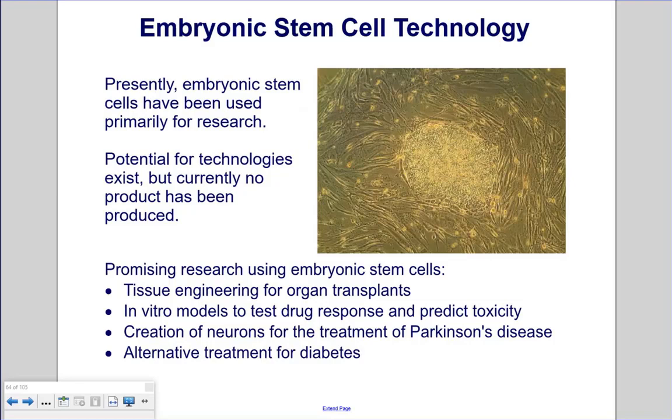Embryonic stem cell technology. Presently, embryonic stem cells have been used primarily for research. Potential for technologies exist, but currently no product has been produced. Promising research using embryonic stem cells can include tissue engineering for organ transplants, in vitro models to test drug response and predict toxicity, creation of neurons for the treatment of Parkinson's disease, and alternative treatment for diabetes.